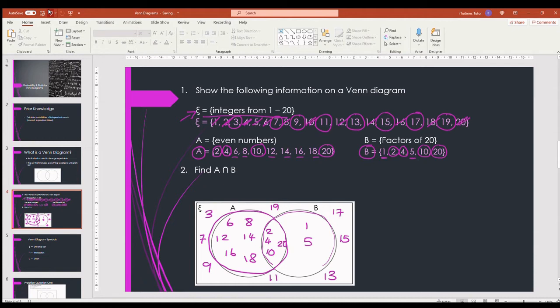Once you've completed, always check you have all the data. We should have 20 numbers in the rectangle altogether. It's best to count just to ensure you don't miss anything out.